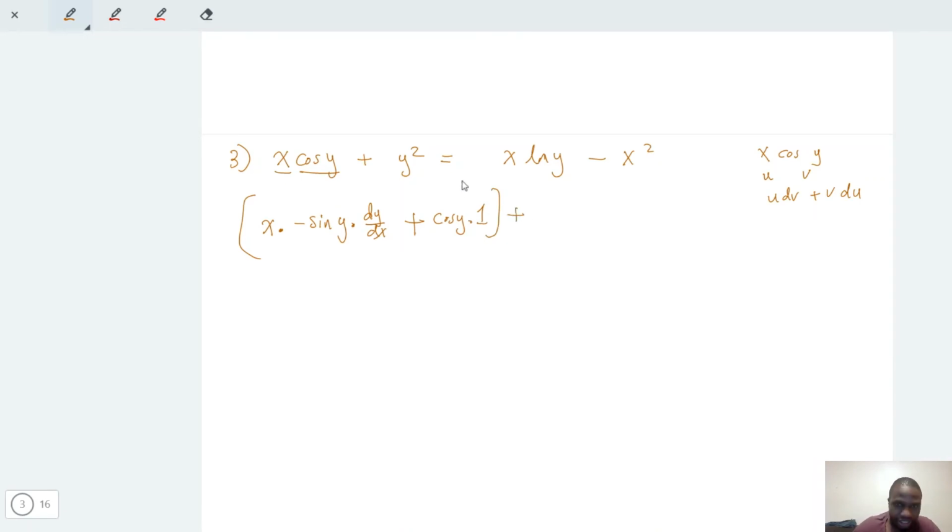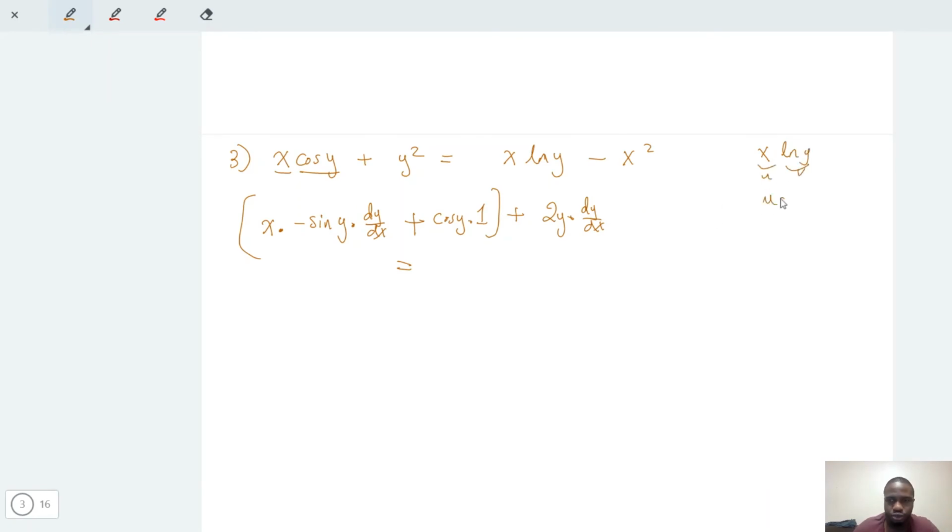So next thing is y squared. We're going to differentiate y squared. We get 2y times the derivative of the inner function, dy/dx. So I'm done with my left hand side. Equals, so I'm just going to write the right hand side here. Again, another product. I have a product of x and ln of y. Okay, so let's just write that here. This is my u and this is my v.